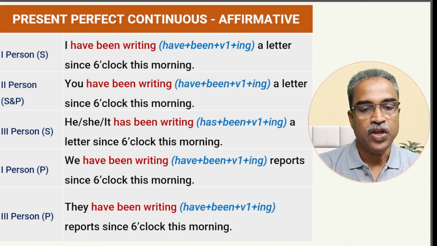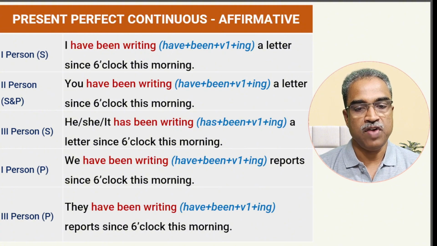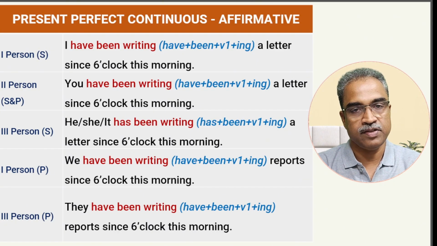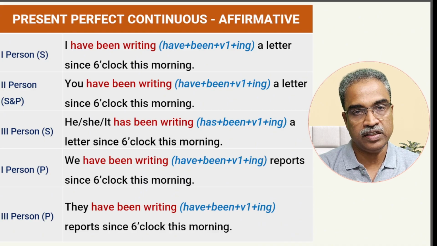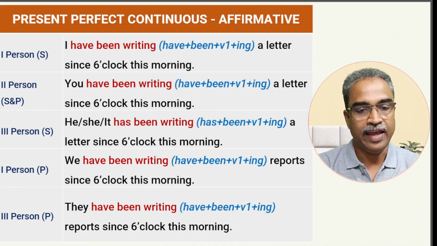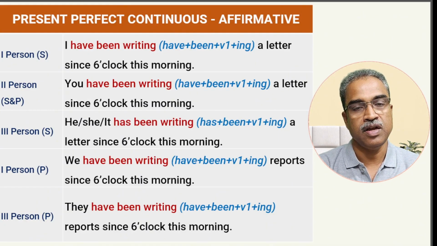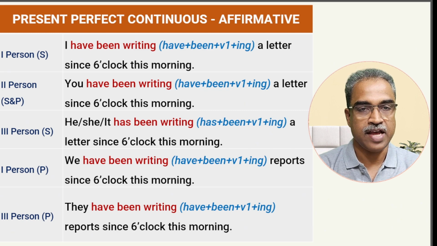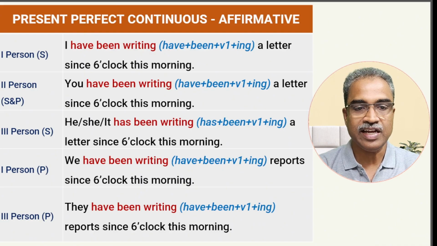The second person, same. You have been writing a letter since 6 o'clock this morning. Subject plus have plus been plus V1 ing. Then third person singulars. In the present perfect, we learned he, she, it has written a letter. So here, has. We have to use the same thing here. He, she, it has been writing. He has been writing a letter. She has been writing a letter. It has been writing a letter.